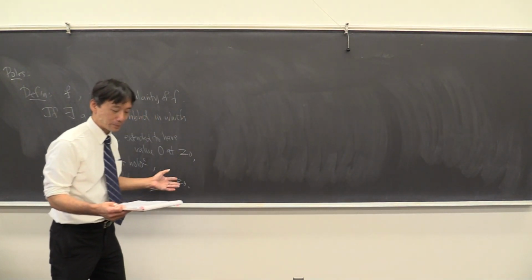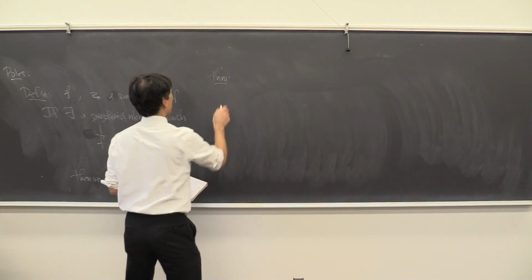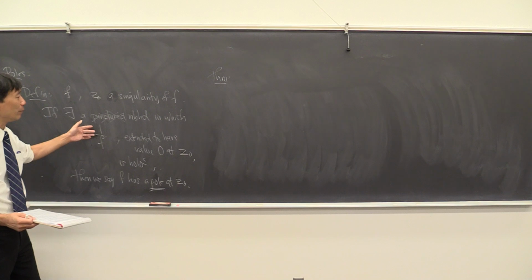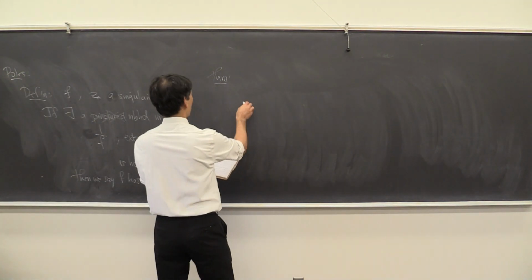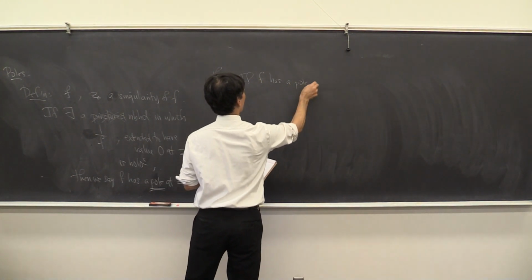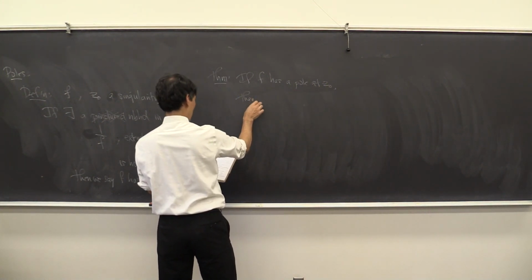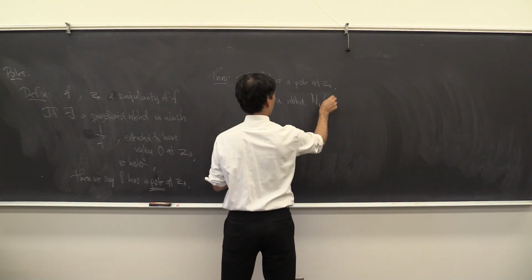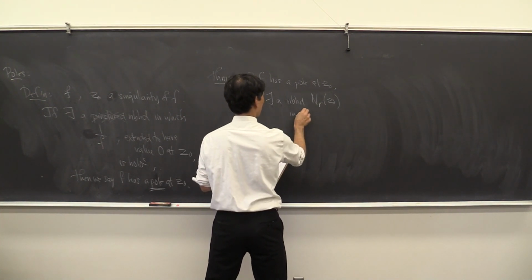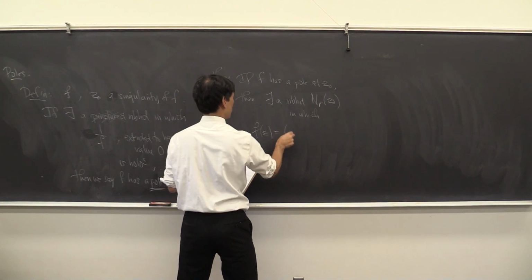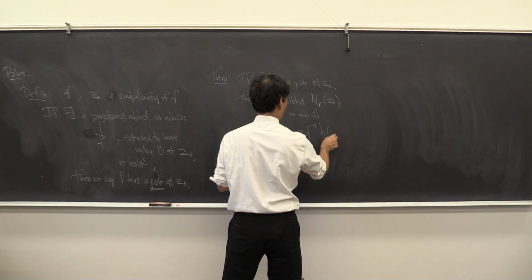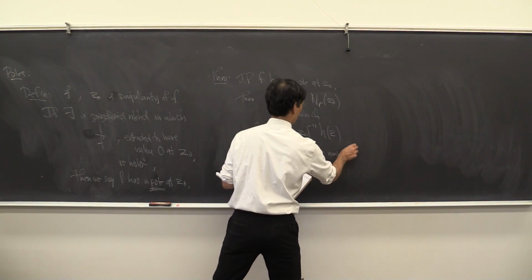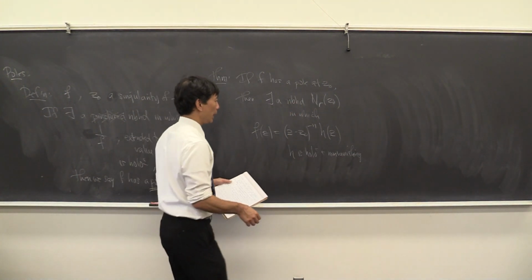Okay, so the theorem, we already characterized what functions look like near zeros. So we just use that characterization to describe what functions look like near poles, right? You say, well, if f has a pole at z naught, then there exists a neighborhood near z naught in which f of z is z minus z naught to the minus n times some function h, where again h is holomorphic and non-vanishing on that neighborhood, and is unique again.